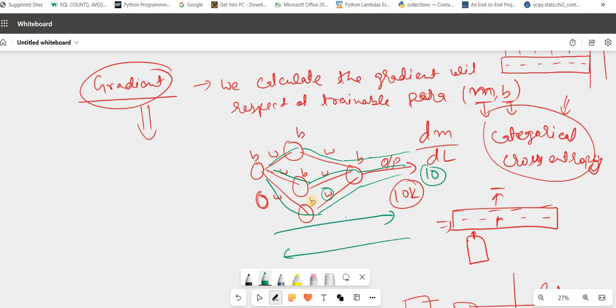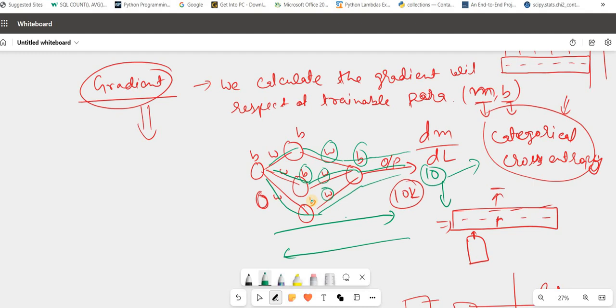It will again go in the backward direction. The same way, it will try to change this weight and bias so that this loss can reduce. And how that loss is getting calculated, that is the formula of the categorical cross entropy. That's why I'm saying it's a loss function. So what does gradient actually measure?